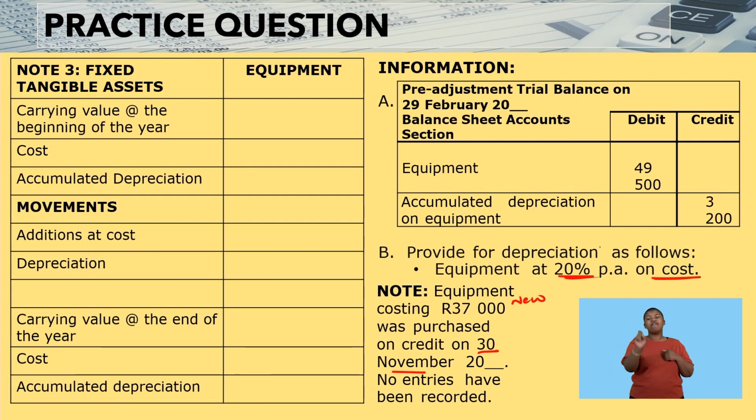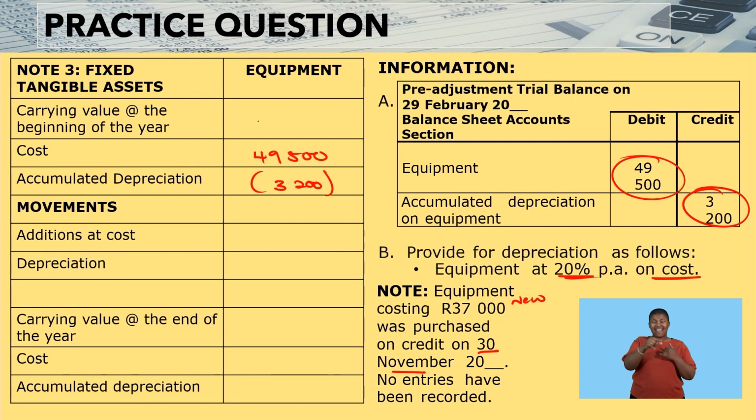So we have our equipment at the beginning. How much is equipment at the beginning? 49,500. So I'll come here, cost at the beginning, 49,500. There is the cost at the beginning. My accumulated depreciation is 3,200. So I'll come here, I have my 3,200. Therefore, I get carrying value.